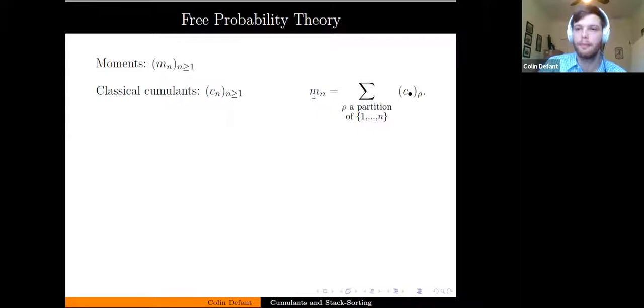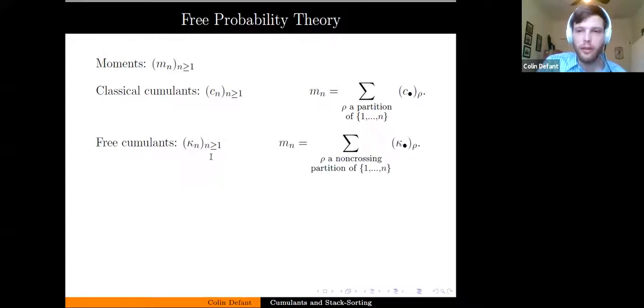Now, in free probability theory, people are interested in another sequence of numbers, which is called the sequence of free cumulants. These are related to the moments via a similar formula, which says that, again, the nth moment is a sum of products of now free cumulants, but now the sum ranges over non-crossing partitions of the numbers from 1 to n.